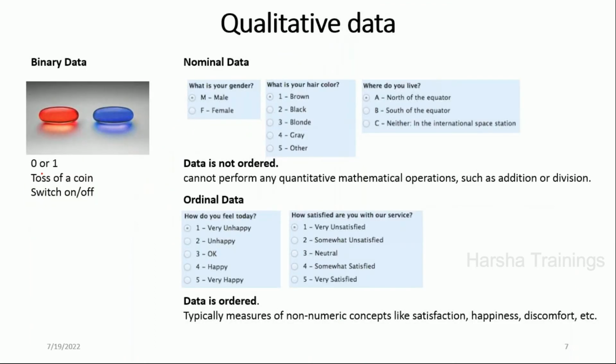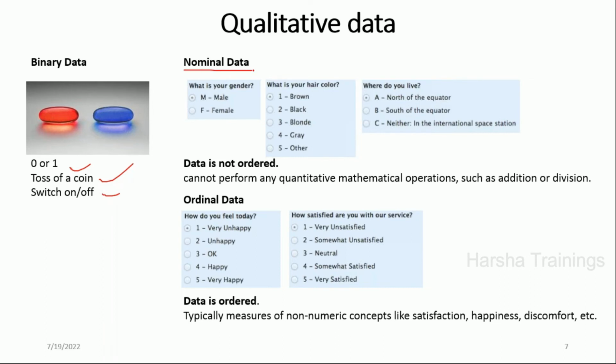You know about binary. Everyone knows about binary. It has two options, either 0 or 1, or head and tail, or switch on or off. This is called binary data. Another kind of data is called nominal data.